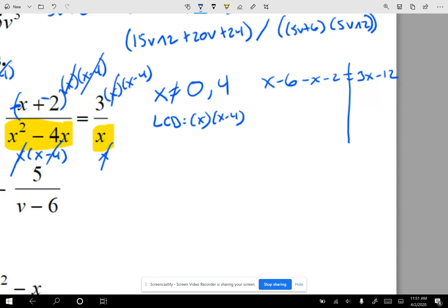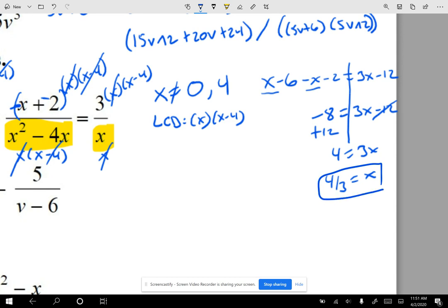Let me simplify each side. The good thing is that x minus x is 0, so that cancels out. So I get negative 8 equals 3x minus 12. To get the x by itself, the minus 12, let me move it over as a plus 12. So I have that 4 is equal to 3x. Divide each side by 3. So x is equal to 4 over 3.